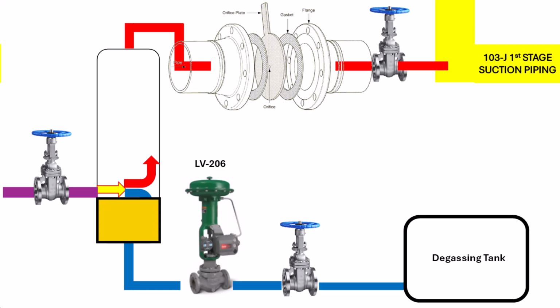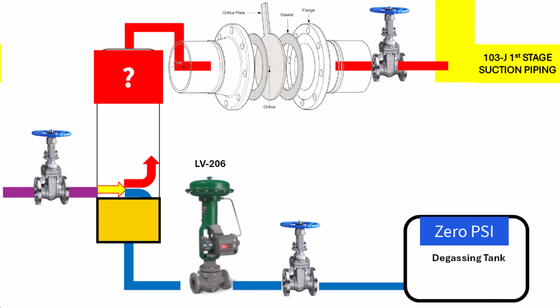Let's start with pressure. How much pressure is on the degassing tank? If you remember, it has a vent to the atmosphere, so we will say it has no pressure on it compared to the rest of the system. Now let's think about the pressure inside the sour oil trap itself. How much pressure is on it?